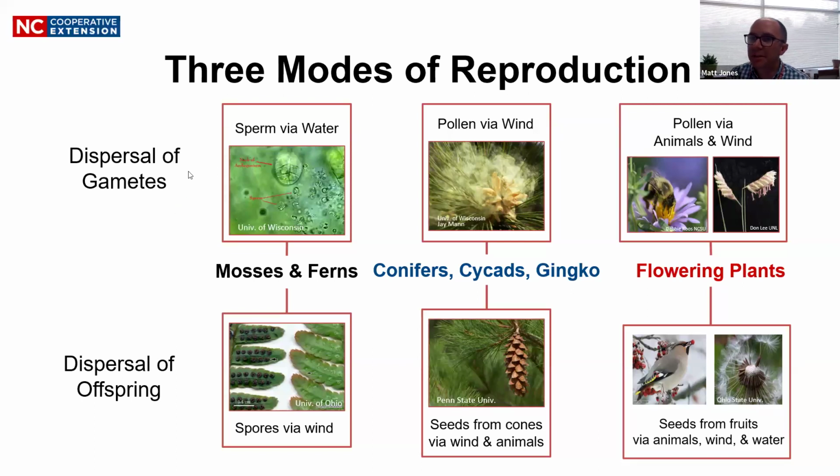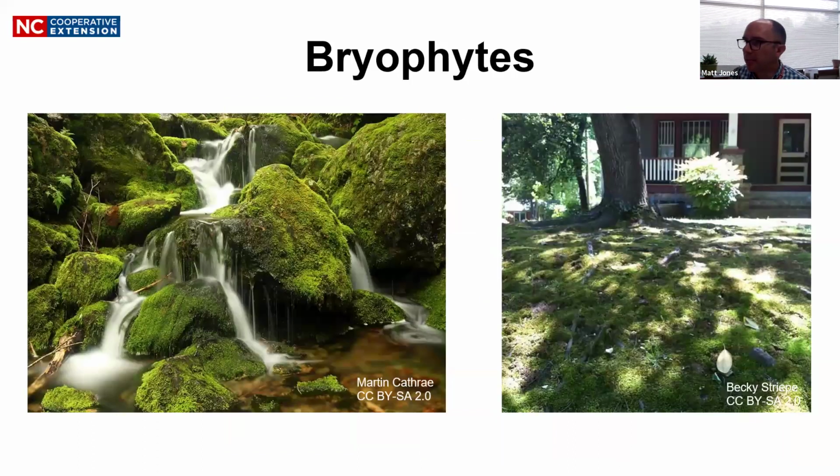So as we look at these groups of plants, keep this in mind. Consider how they disperse their gametes versus how they disperse their offspring, and how that varies and may be different than what you expected. So the first group we're going to look at are the bryophytes, and that includes organisms like mosses, liverworts, and hornworts. These are low-growing plants that retain many of the ancestral features of earlier land plants, but have evolved to fill their own niches in many kinds of habitats.